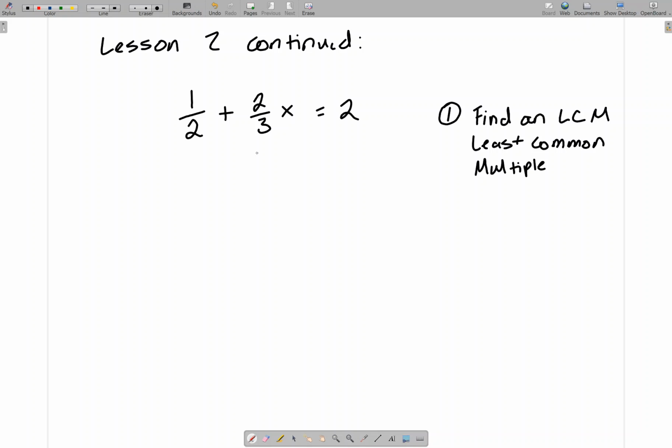So they have a bunch of different things in common. We could use 12, but in general you want to try and use the least one. If you could only find 12, then use 12, that's fine. You're just going to have bigger numbers when you start out, but the answer will be the same. So I'm going to use 6. Just like before, I'm going to multiply everything in the equation by 6.